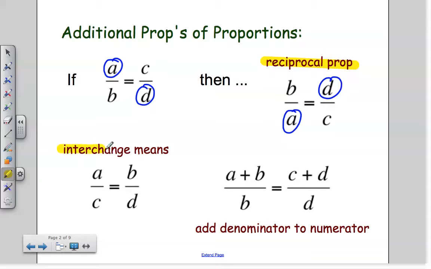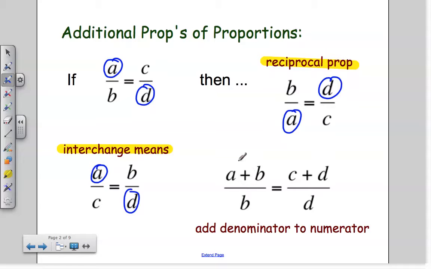Another property is called interchange the means. Well, the means, remember that the means are in these two spots. So we're changing where B and C are. Instead of B being down here, C is. Instead of C being up here, B is. So we flip those around, but notice that A and D stayed in exactly the same place as they were. So we know we can flip-flop the means. Similarly, you could flip-flop the extremes, and that'd be fine. The same numbers are still diagonal from each other.